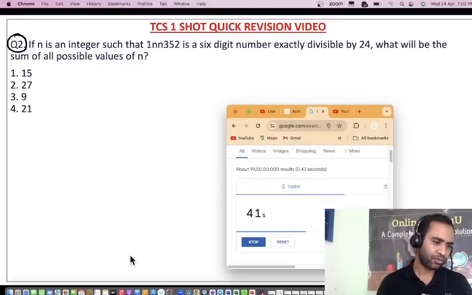Okay, so Ram Bharat has already given the answer. Very good, Ram Bharat.